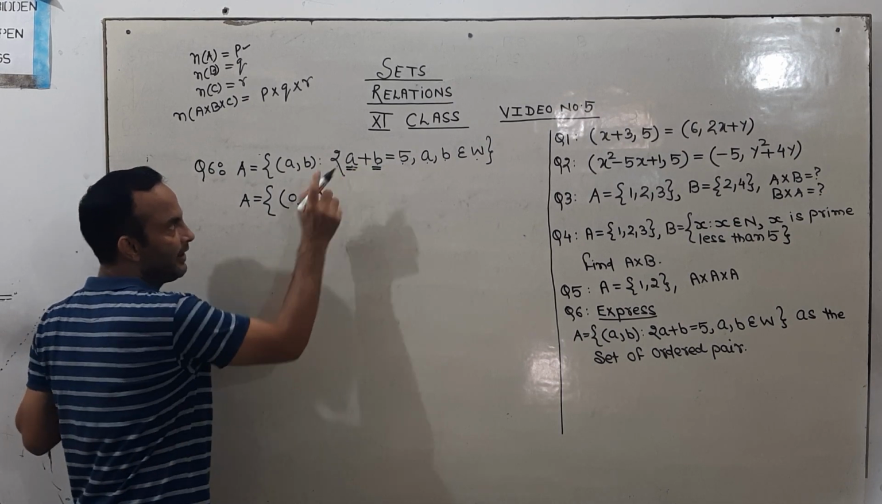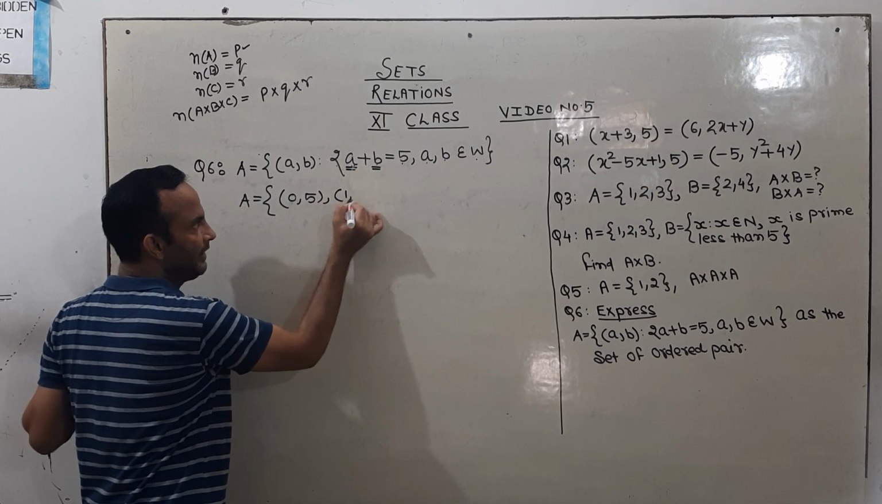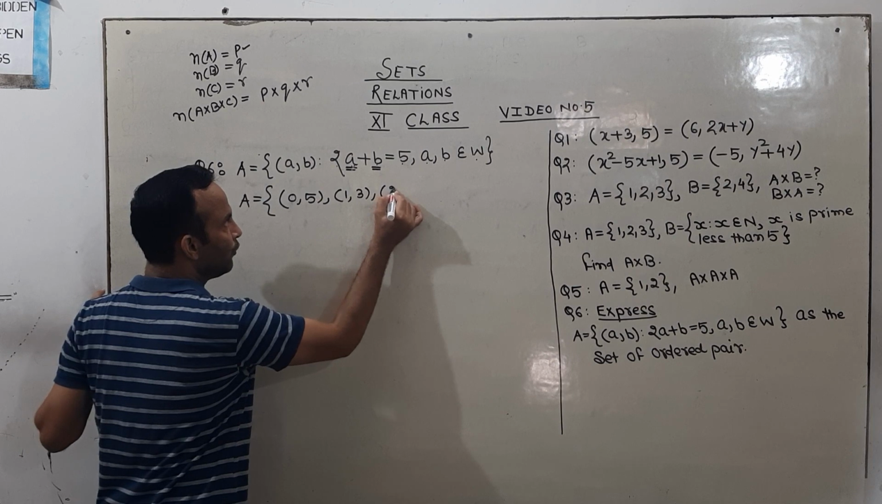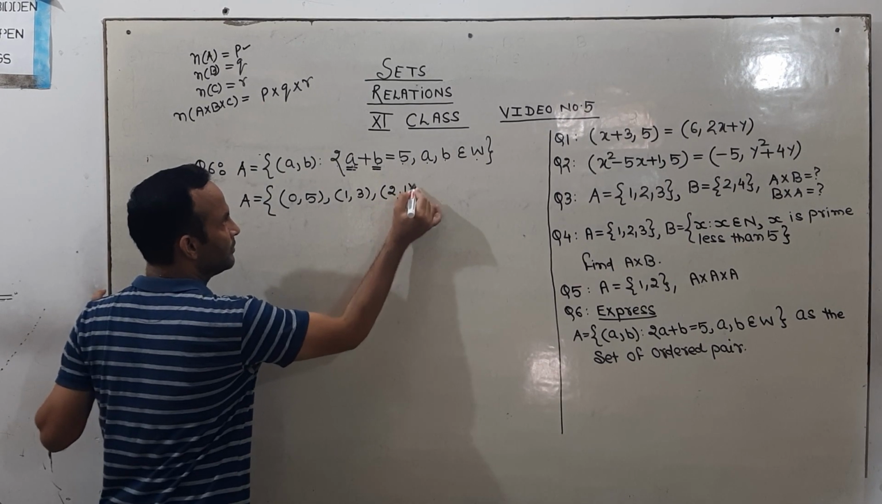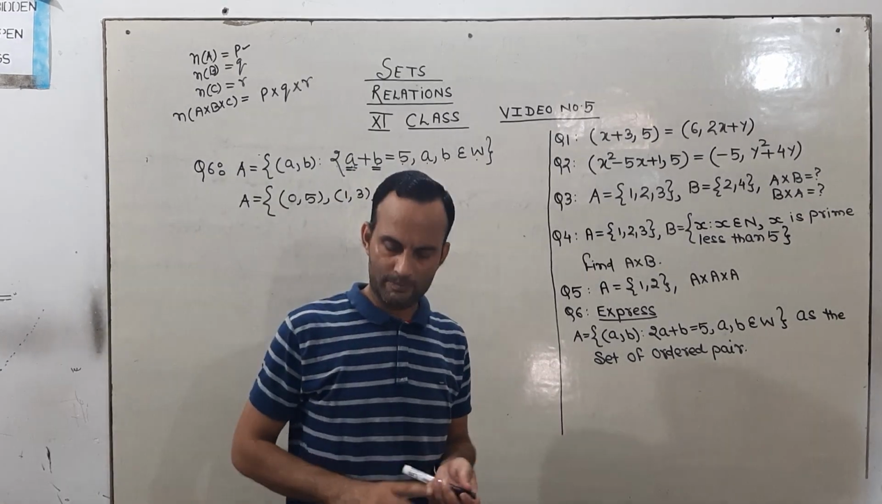Next, put 1 in place of a. 2 into 1 is 2, then b is what? 3. Put 2 in its place: 2 into 2 is 4, and b is 1. So this is the right answer. Now see the next problem.